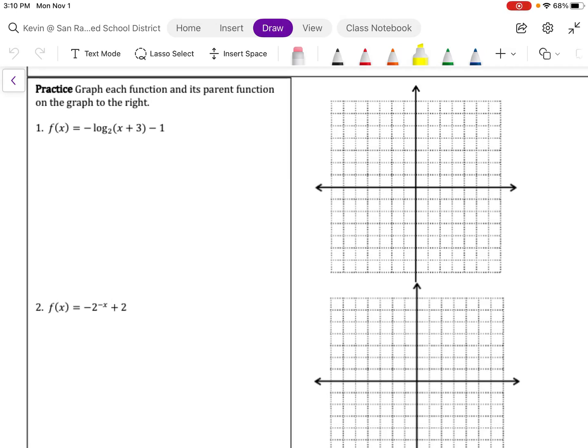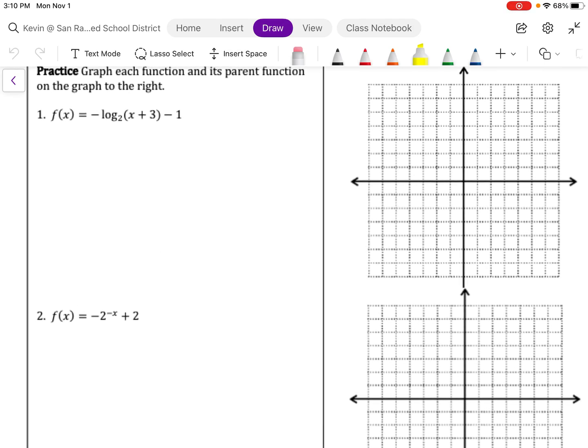Okay, so this is a Chapter 3 test review, and I'm just going to look through these 3 graphs that we have here and graph them. And I guess I'll graph the parent function too. So let's start off by doing just that. Let's look at the parent function, f of x equals log base 2 of x.